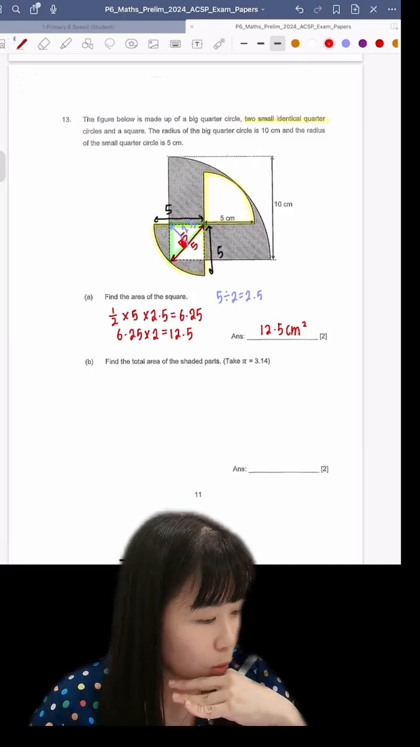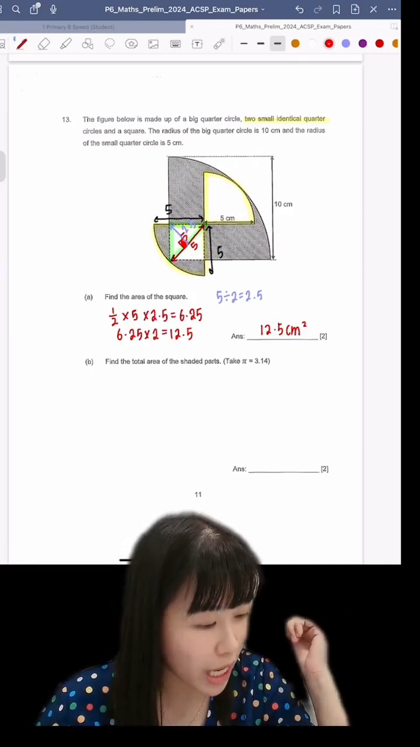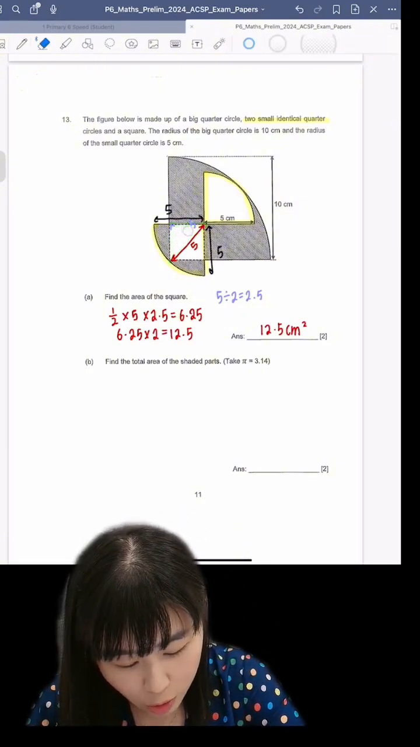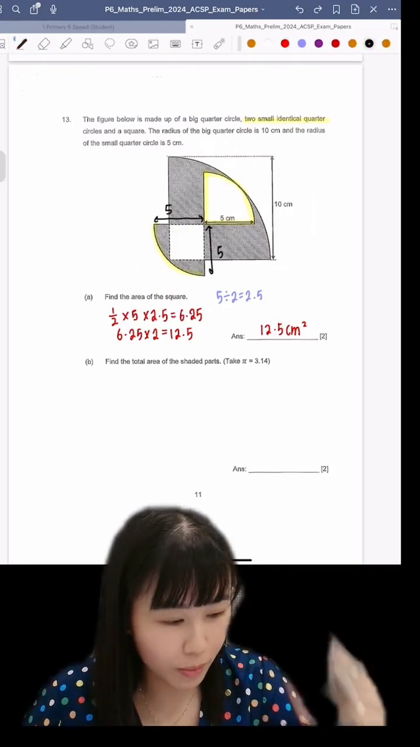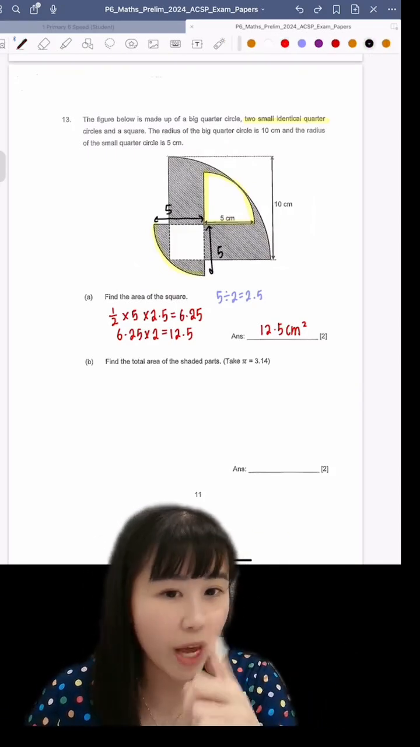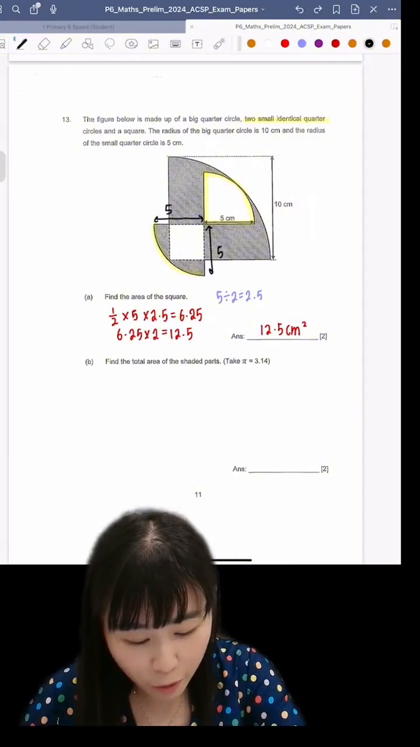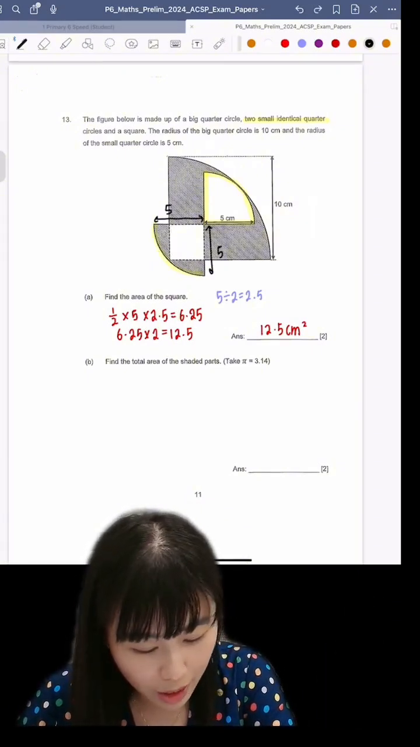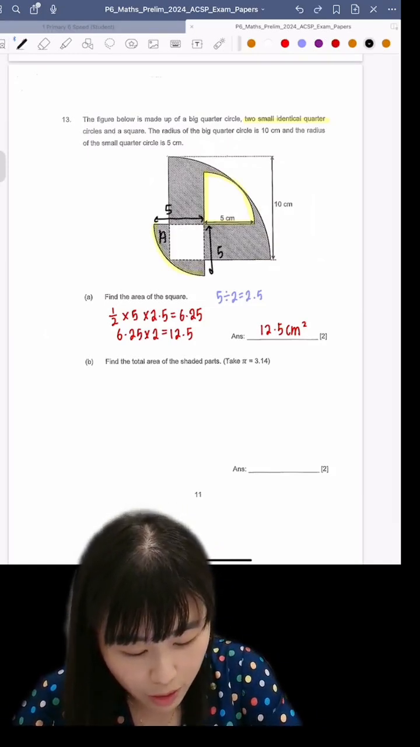Now the hard question, I think, is the next question. Find the total area of the shaded parts. Now I'm going to erase certain things so that we can see a little bit more. To make things simple for me, I will label alphabets to represent each part, so I'm very clear about which part I'm looking at. For example, this part I will put as A. Then this square I will just put as B.